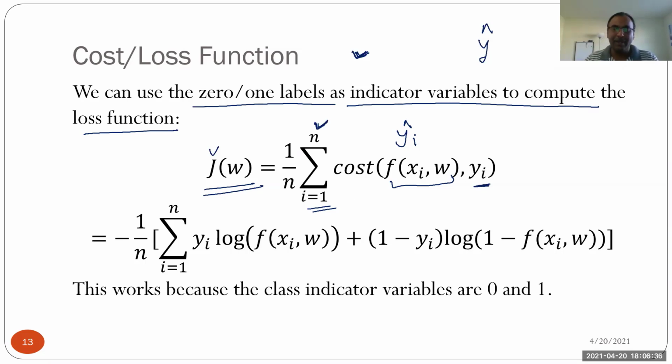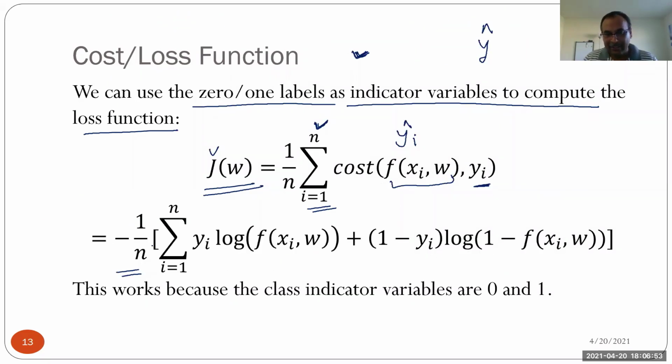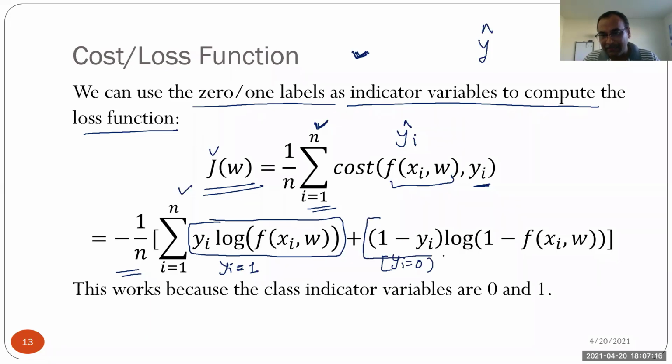So this is a general term, but if you want to put what these things are, then it boils down to this thing: minus 1 by n, summation, the same thing. The minus sign is coming from here. This is minus, so we are taking that minus sign outside in this bracket. Then for all these samples, 1 to n, this term that you have is for the positive thing when yi is equal to 1. When yi is equal to 1, this expression will kick in. And when yi is equal to 0, then this expression will kick in.